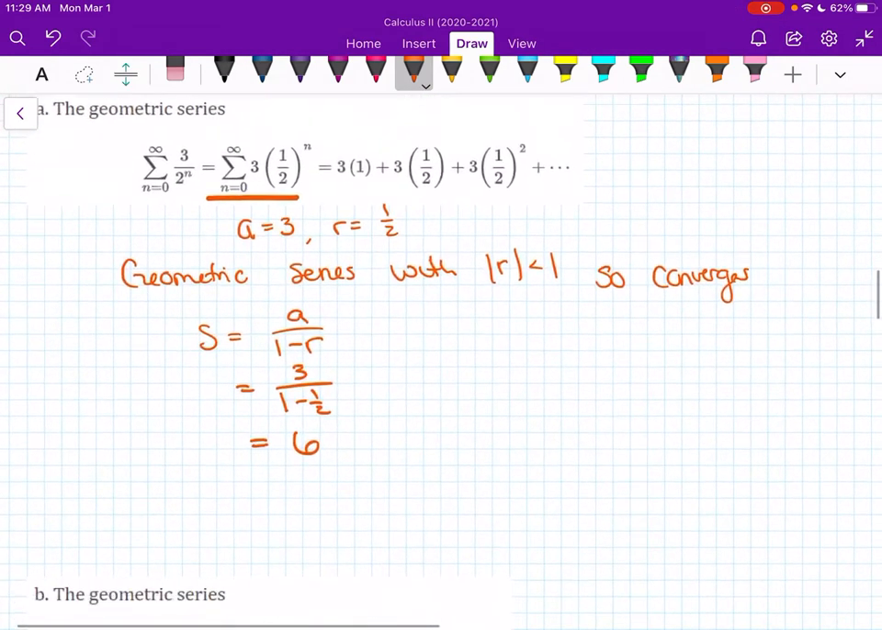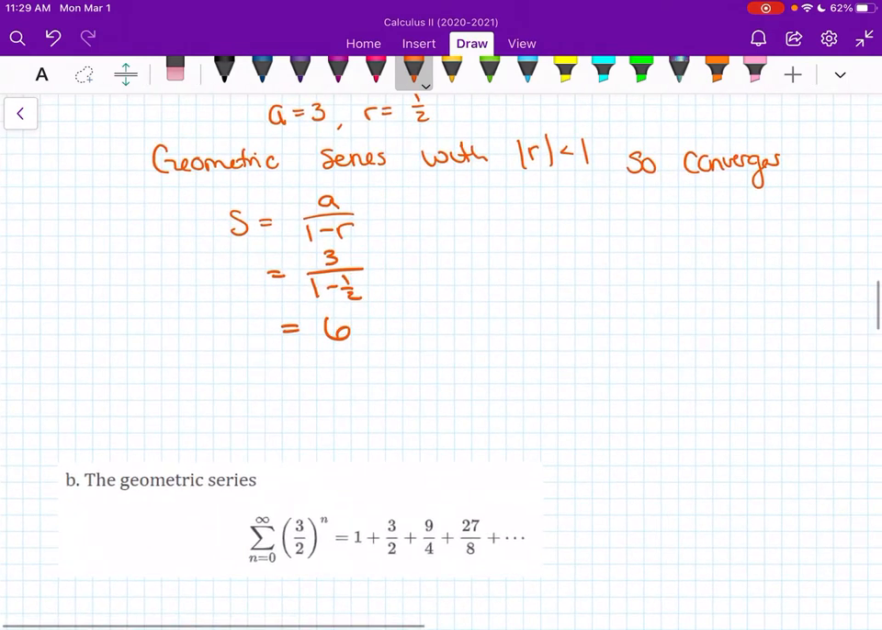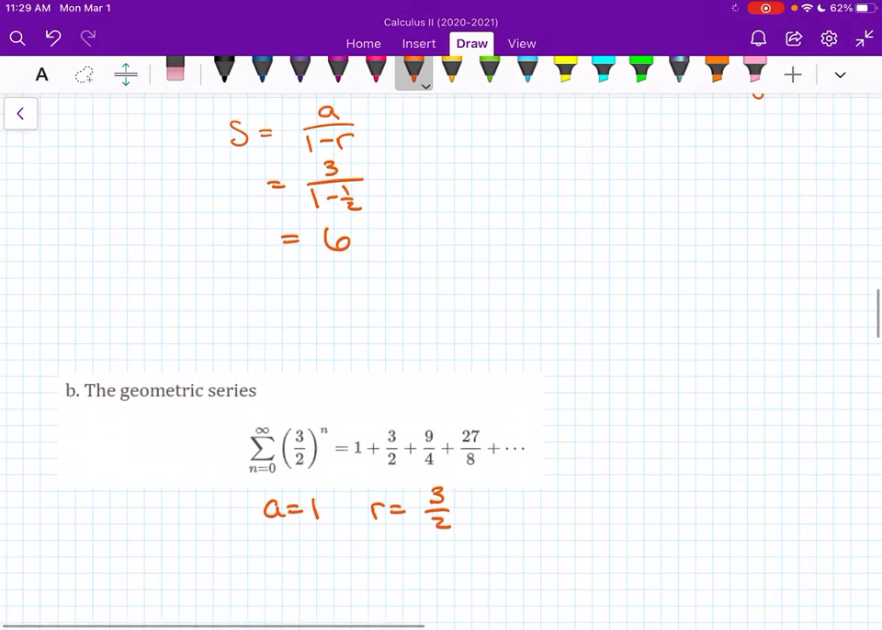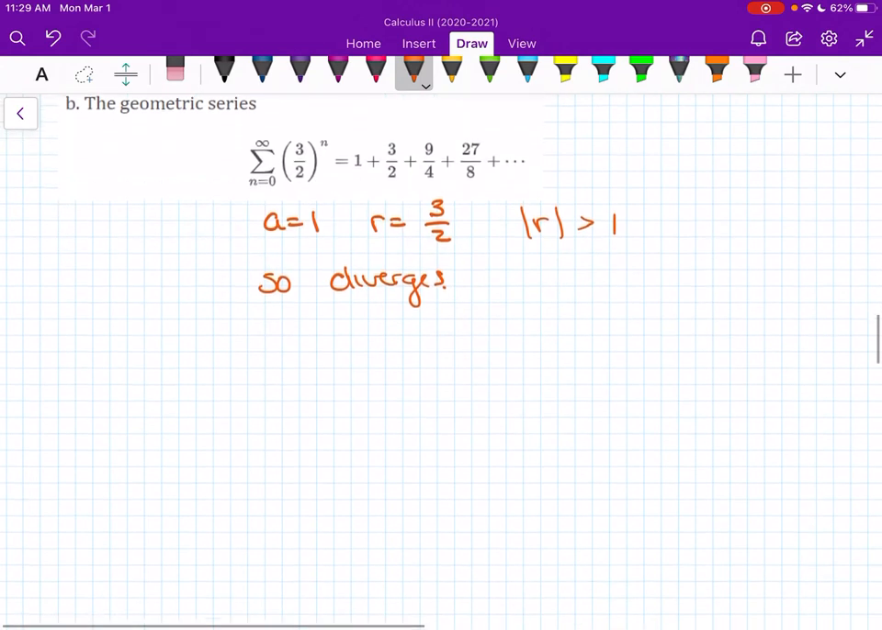All right. Next example is the geometric series of (3/2) to the power of n. If I write this out, I have 1, 3/2, 9/4, 27/8, and so on and so forth. So my a here is 1, and my r is 3/2. We see that the absolute value of r is greater than 1, so it diverges. We don't have to show any work for that because we have a theorem and we already proved it.